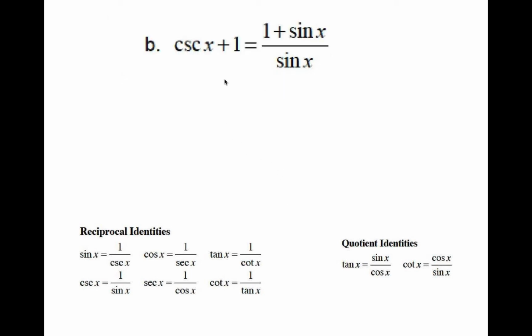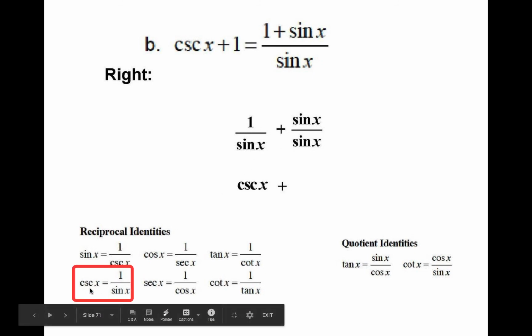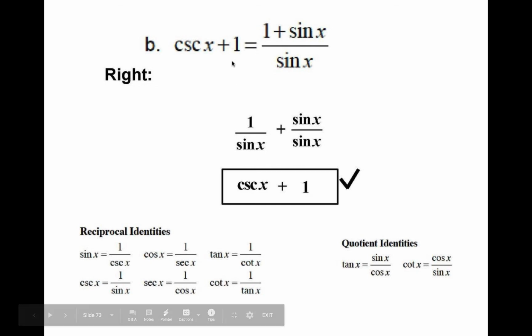For b, starting on the side with the fraction, we're going to break it apart. So this is going to be on the right side. This gives me 1 over the sine of x plus sine of x over sine of x. So 1 over the sine of x is the reciprocal identity over here where it's equal to cosecant x plus sine x over sine x is 1. Notice that's the left side, so I'm done.